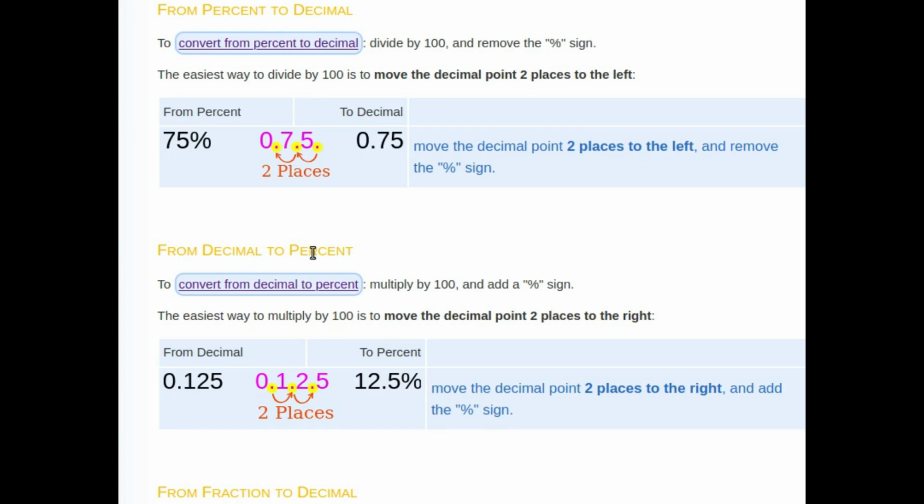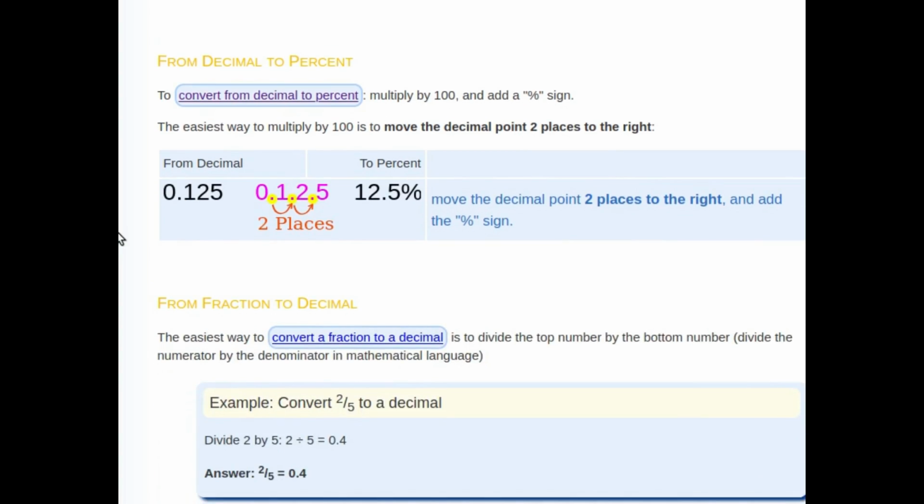So how to convert a decimal to percent? Again we have 0.125 as a decimal, we need to convert this to percent, so just multiply by 100, that is 0.125 into 100. Here we need to move the decimal point to the right, then we'll get 12.5%. So 0.125 as a percent is 12.5%.